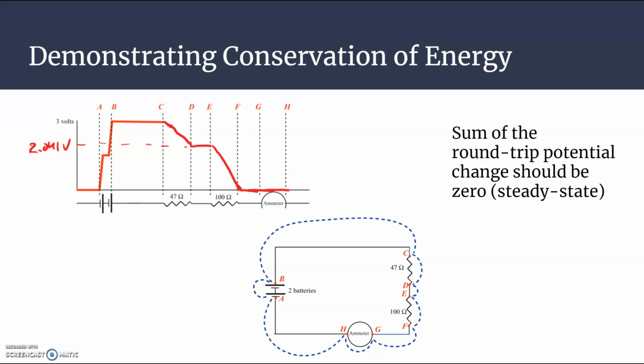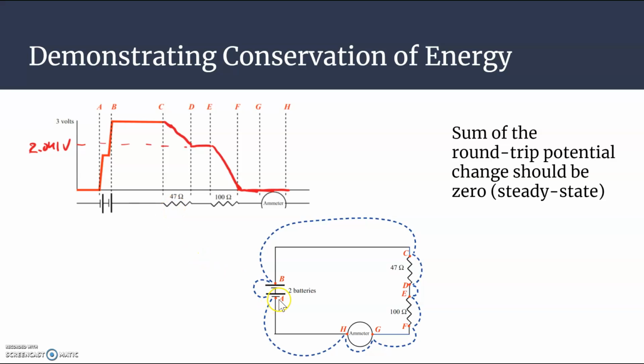The next thing that was done was to demonstrate the conservation of energy using the idea of path independence and the round trip, and the fact that a round trip path potential change should be roughly 0. It should be exactly 0.